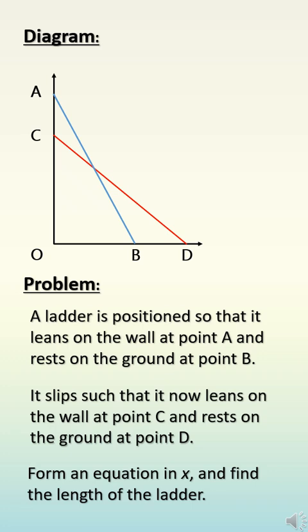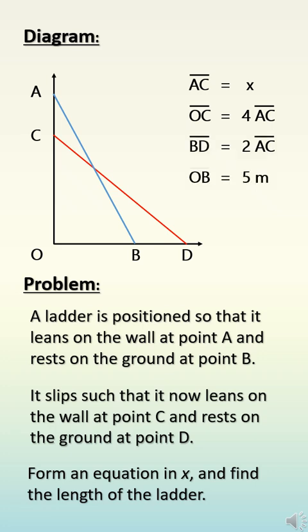The information we're given is that line segment AC is equal to x meters. Line segment OC is 4 times AC. Line segment BD is 2 times AC. And line segment OB is 5 meters.